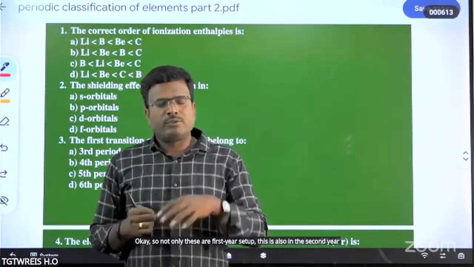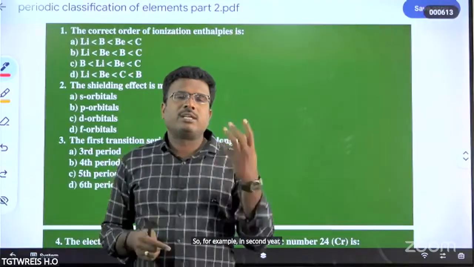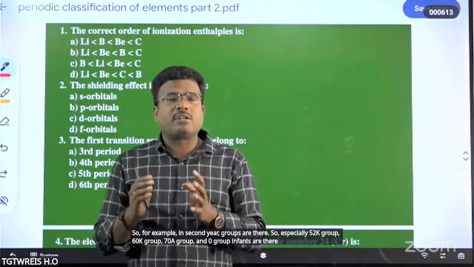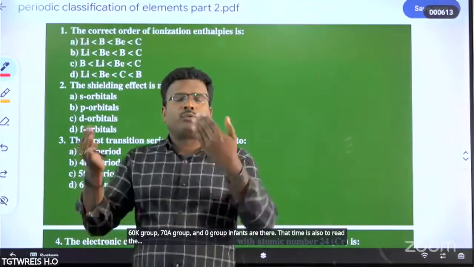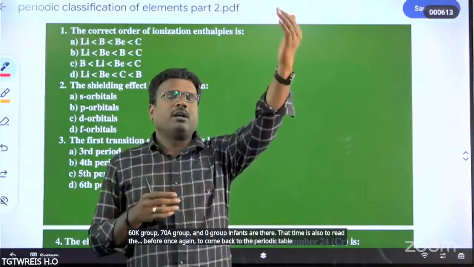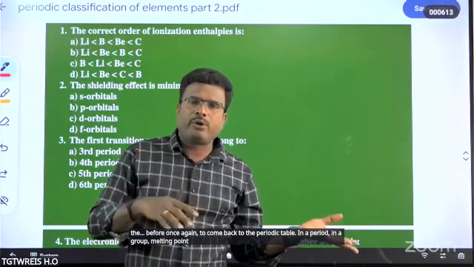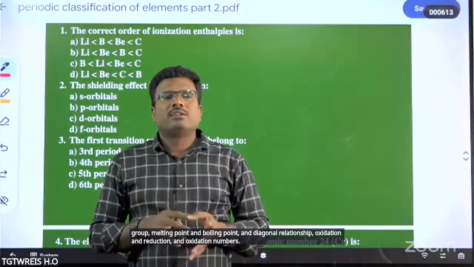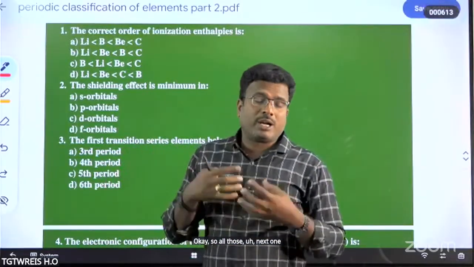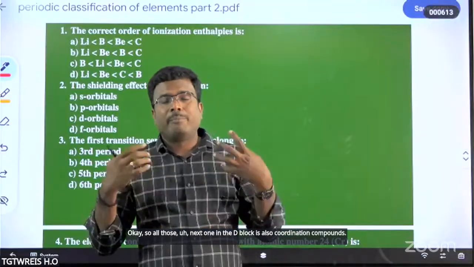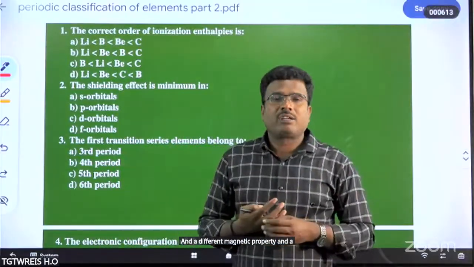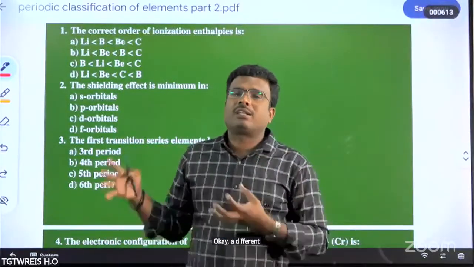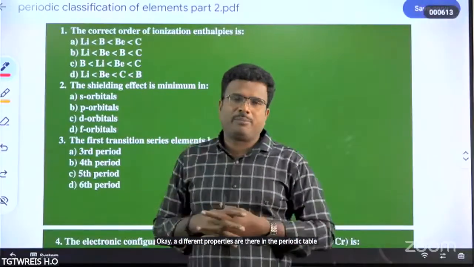This is not only in the first year syllabus, it is also in the second year syllabus. For example, in second year, groups are there, especially the fifth A group, sixth A group, seventh A group, and eighth zero group elements. At that time, you also have to come back once again to the periodic table. In a period, in a group: melting point and boiling point, diagonal relationship, oxidation and reductions and oxidation numbers. Next, in the D block there are also coordination compounds, different magnetic properties, ligands, and different oxidation states. Different properties are there in the periodic table. That's why it's very, very important.